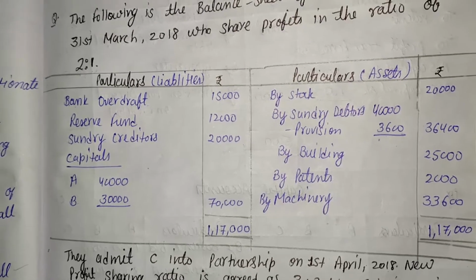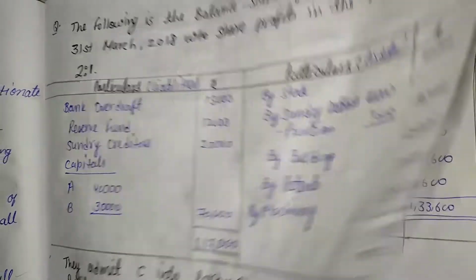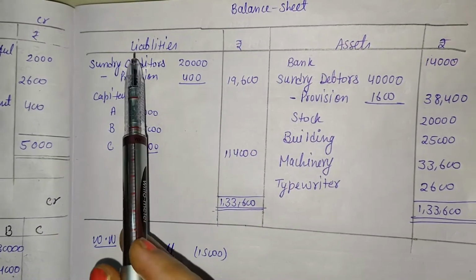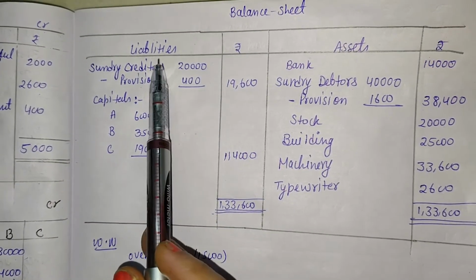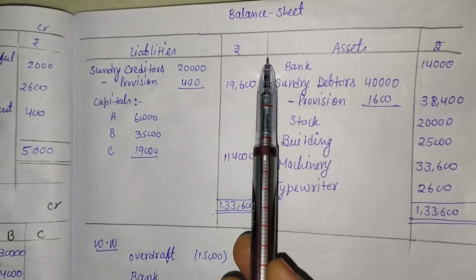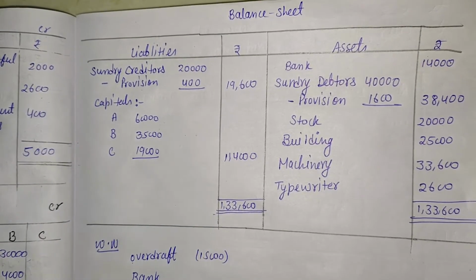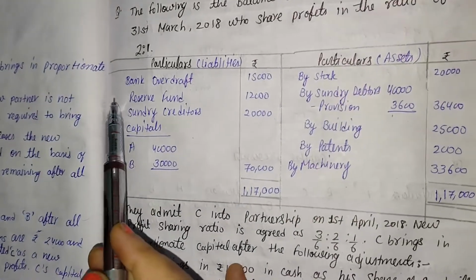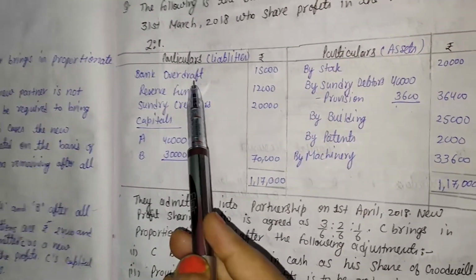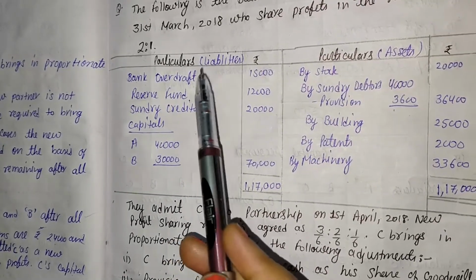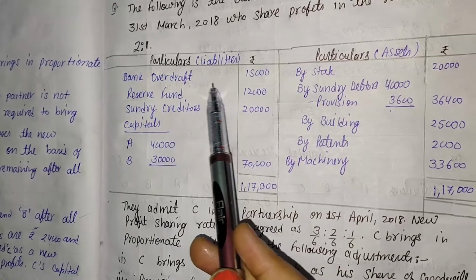Now the next account is the balance sheet. First of all, the liability side. Here we can make the balance sheet with the help of the old balance sheet and the revaluation account. So first we consider the old balance sheet. First is bank overdraft, and we can calculate its value with the help of a working note. So we will discuss that later on.